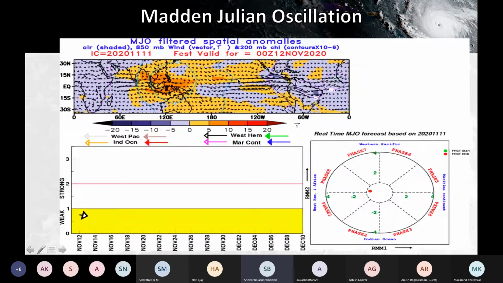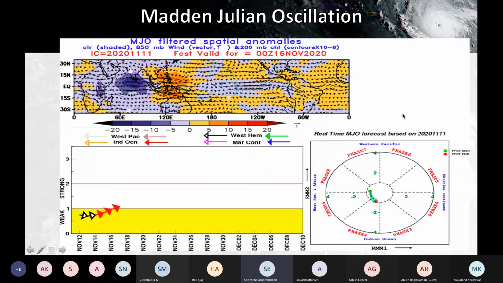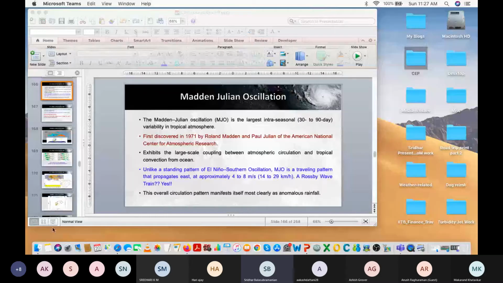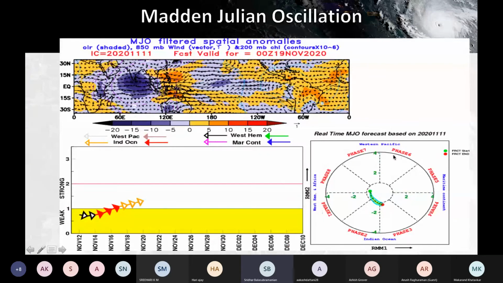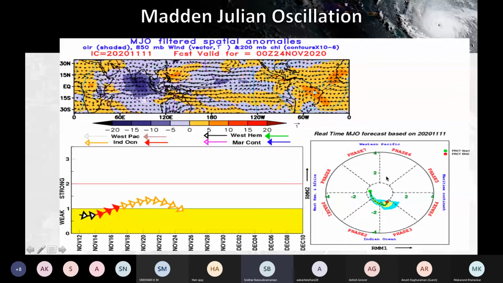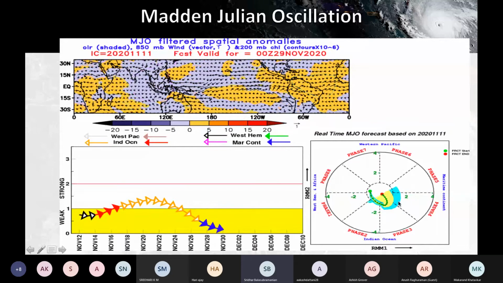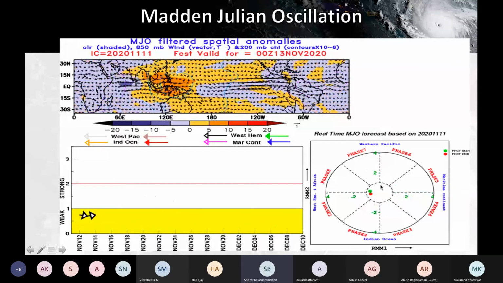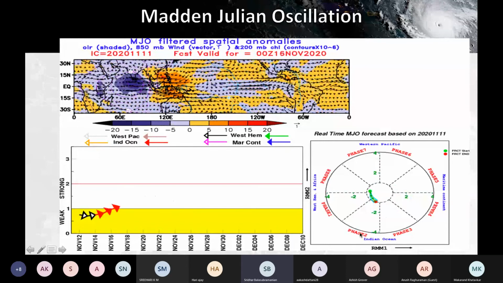Okay. So how do you actually look at this Madden-Julian phase plot? When you look at it, there are two important things. One is the phase, how the Madden-Julian oscillation is moving, and it will always move from west to east. So this is west and this is east. And you can see there are two circles, the inner circle and the outer circle.